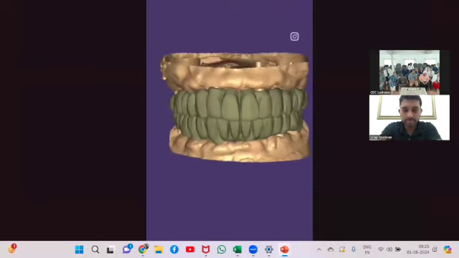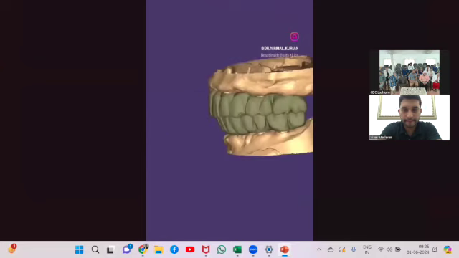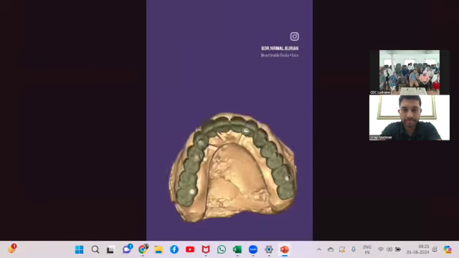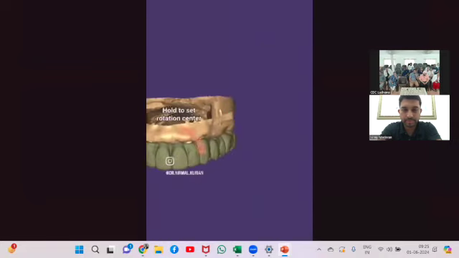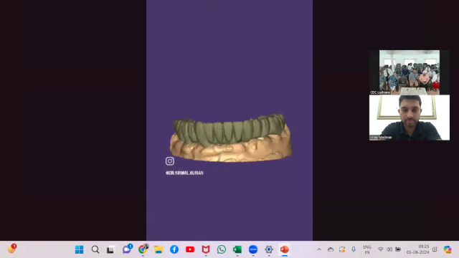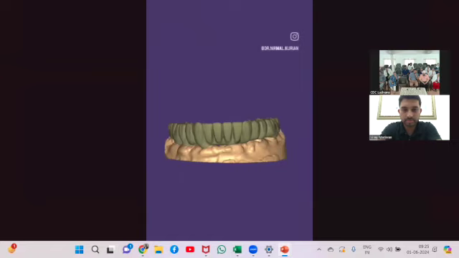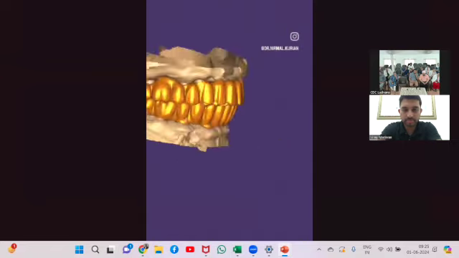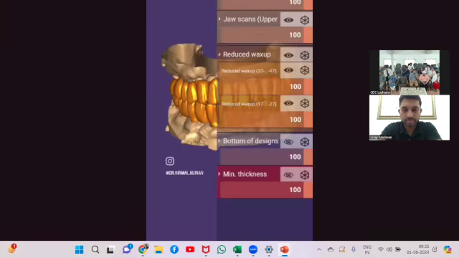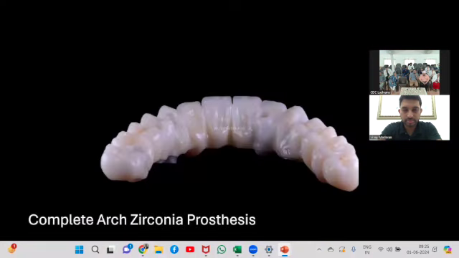And then the jaw relation was done, the wax trial was done, and this is the final ExoCAD file that shows the design of how we wanted. We wanted to have an FP1 if possible, but it turned out that we needed a little bit of pink to be added at the end. So this was the complete set of digital designing that was done. This was done from DenCare, and this was the final prosthesis.